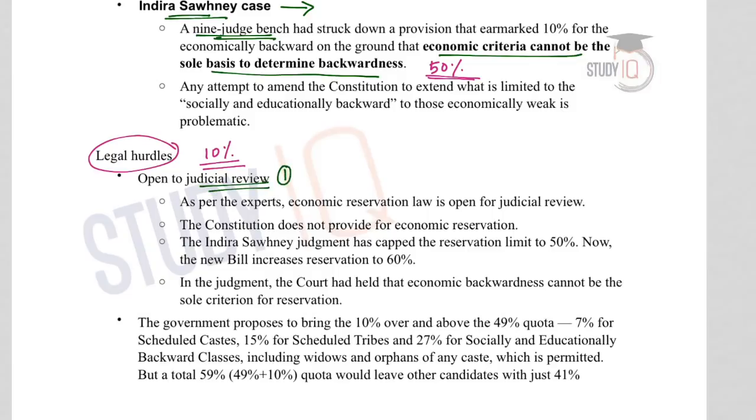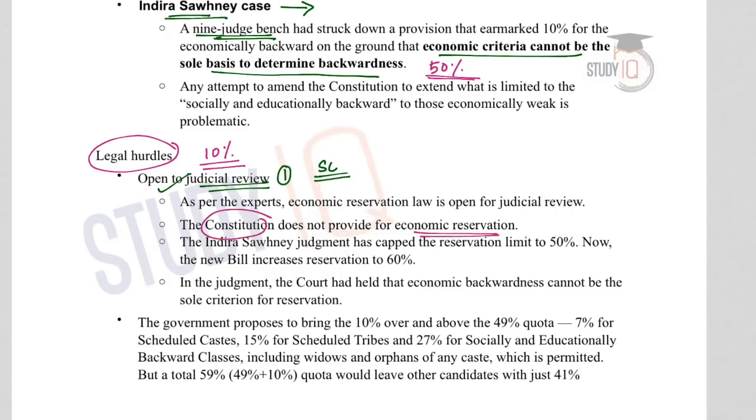That means the judiciary, the Supreme Court, can look into this issue, and this comes under judicial review. So based on the constitutionality of this, the Supreme Court can either uphold the constitutionality or strike down this provision. So this is open to judicial review. And the Constitution does not provide economic reservation.